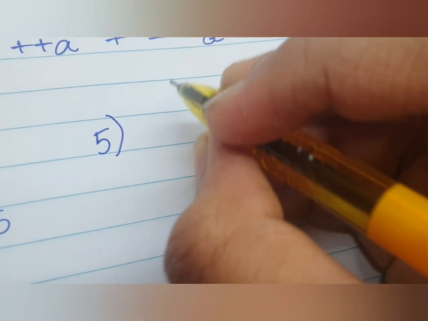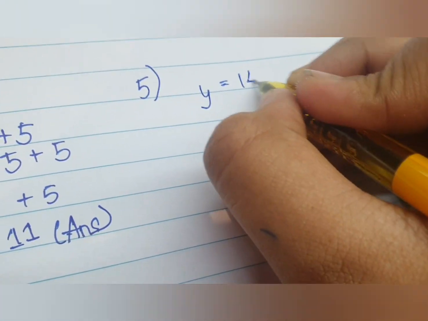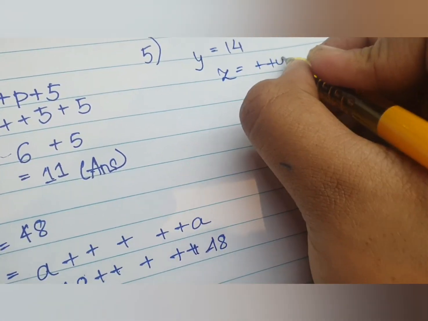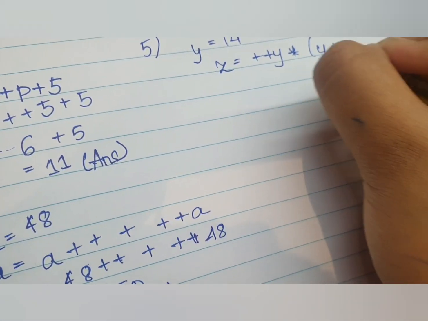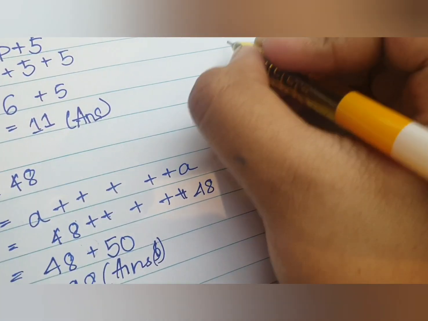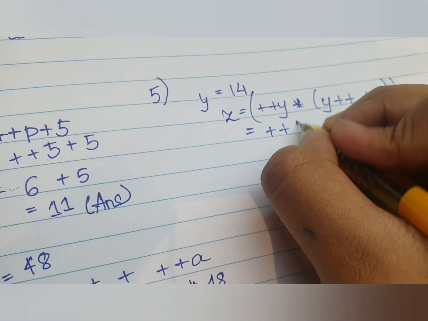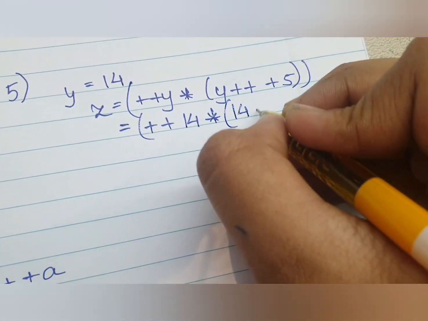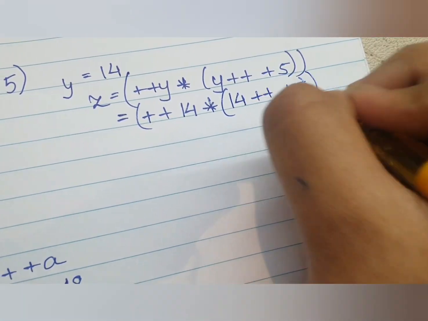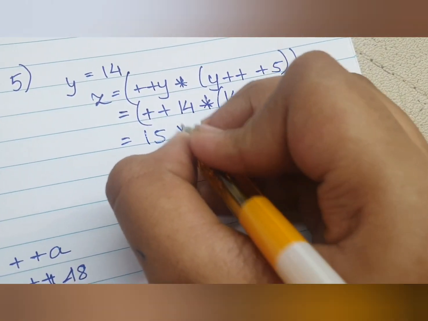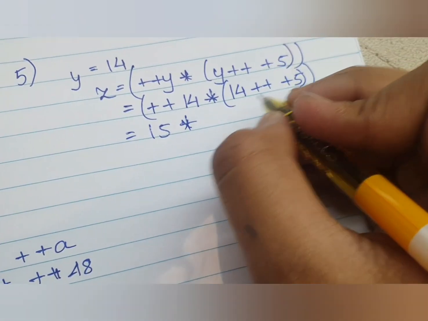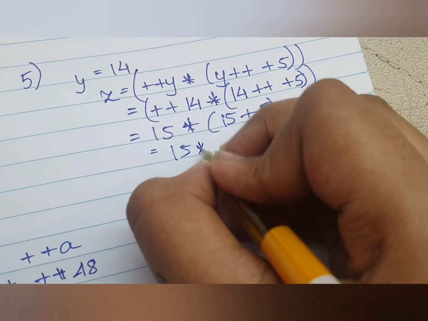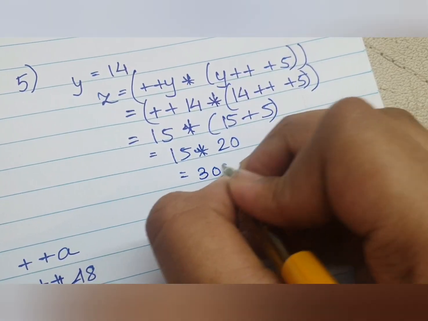Question 5 is saying y is 14 and we have to find out z equals plus y into y plus 5. Now there are many brackets of course. So this will be plus 14 into 14 plus 5. Alright, plus 14 is 15 into, again 15 plus, so 15 only we will write plus 5. First do the bracket. So it will be 300.